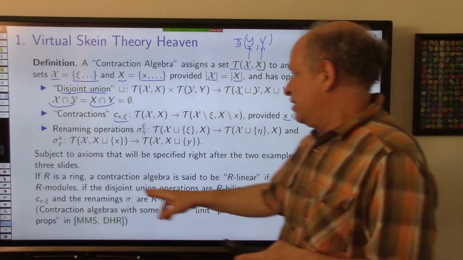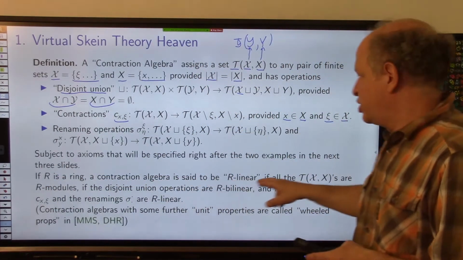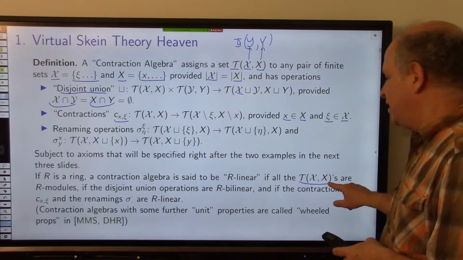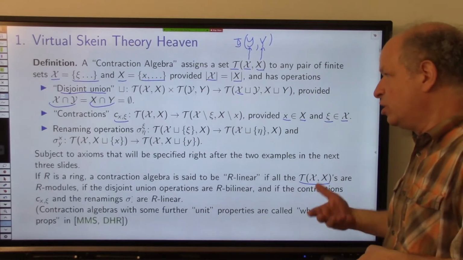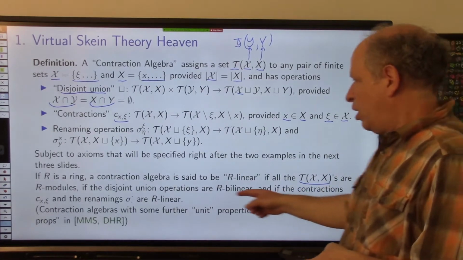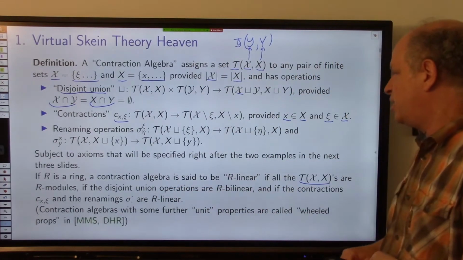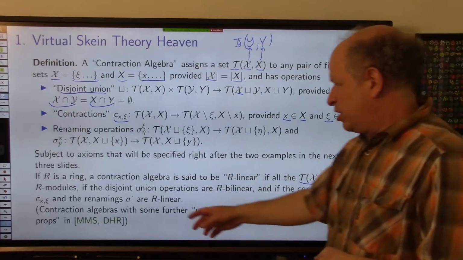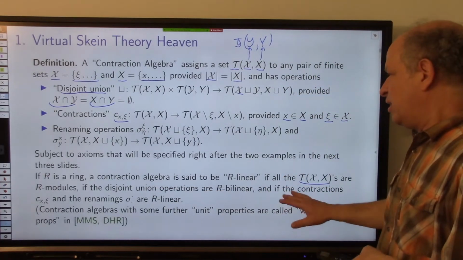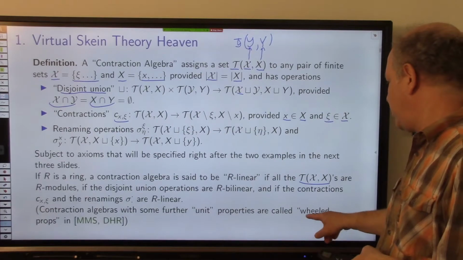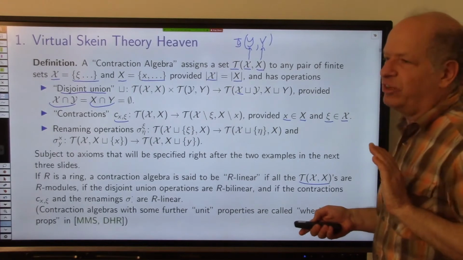And I should say that if you have a ring, then you can say that a contraction algebra is R-linear if these spaces are not just sets, but in fact vector spaces, or more precisely, modules over that ring. And then all the operations are linear: the binary operations are bilinear, and the unary operations should be linear. Also, you can add some unit properties, and I will not bother to do that. If you add the unit properties, then what you get is called a wheeled prop. But again, I don't want to go there, the language is different.